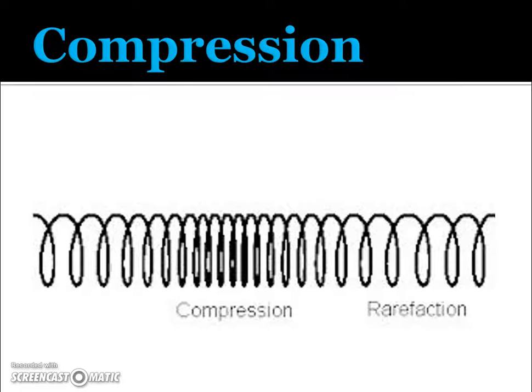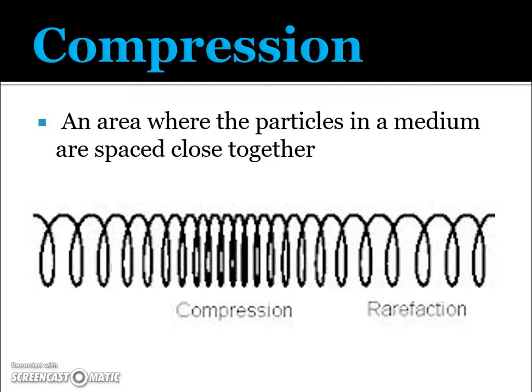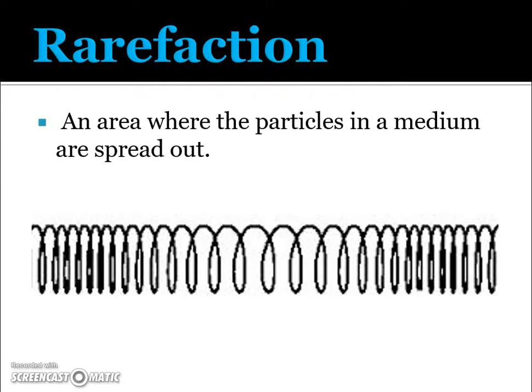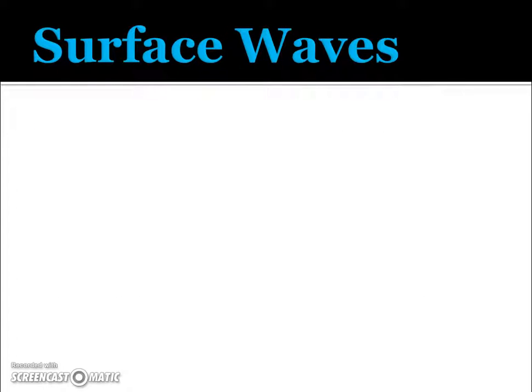So the compression part you see, that's where it's all really closely together. And then we have the space where it's apart, and that's called rarefaction. So this is where you have the really spread out area. So compression's where it's together, rarefaction is where it's really spread apart.